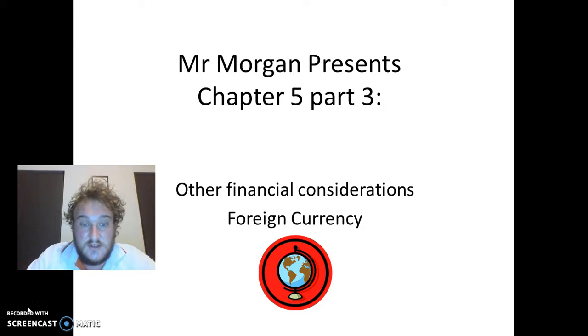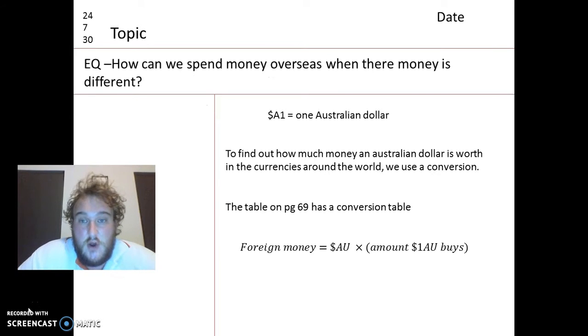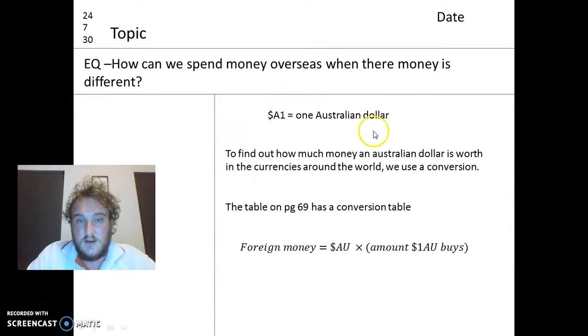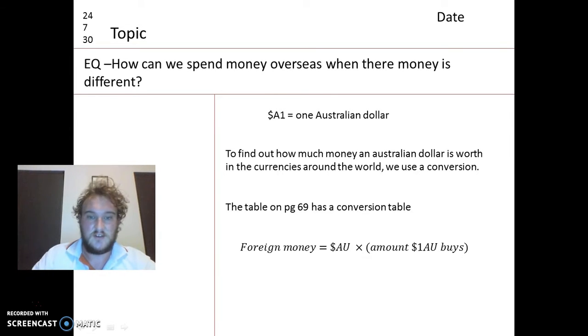Okay, other financial considerations. So this is 5C in the textbook. Foreign currency. How can we spend money overseas when their money is different? So one Australian dollar, which is shown here, basically to find out how much an Australian dollar is worth, we look at the conversion tables, which often appear in the news because they change. Like you often see one Australian dollar is buying something US dollars or whatever it is.